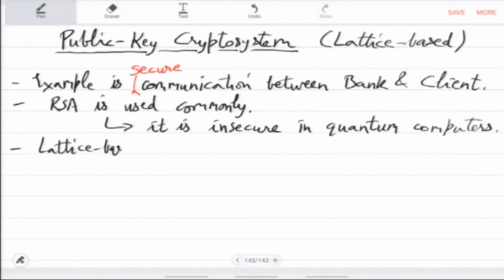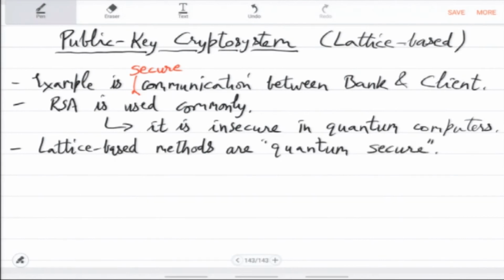So lattice based methods are quantum secure. Okay, so there are many systems proposed. We will see here the basics of the NTRU crypto system.